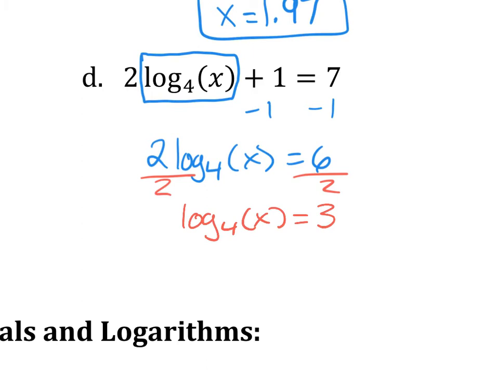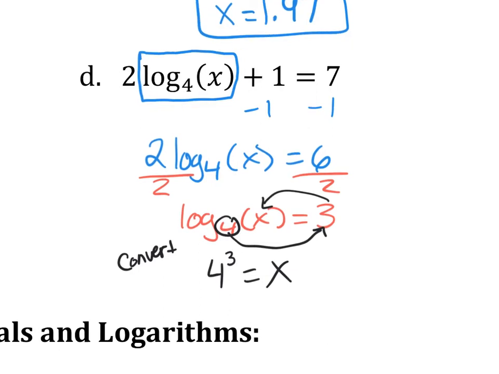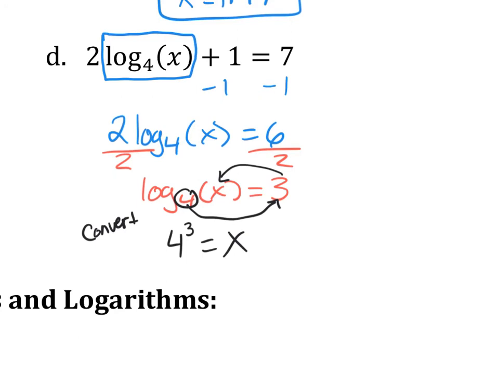Now, looking at it, we don't know what x is right off the bat. X is not by itself, which means we should try converting. So the base of my log is the base of my exponential. Go across the equal sign to get the exponent. Come back across to get what it equals. Okay, so now x is by itself, and we can plug an exponential into our calculator. You can do the 4 caret 3. And what is 4 to the third power? 64.